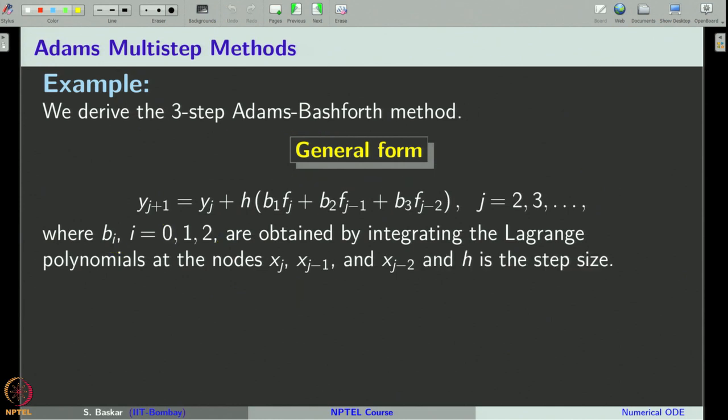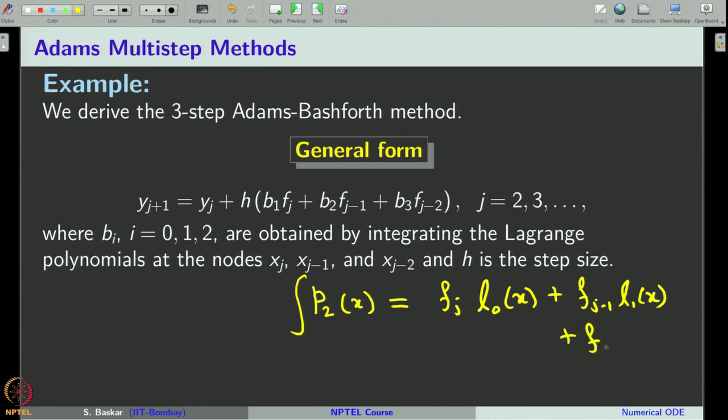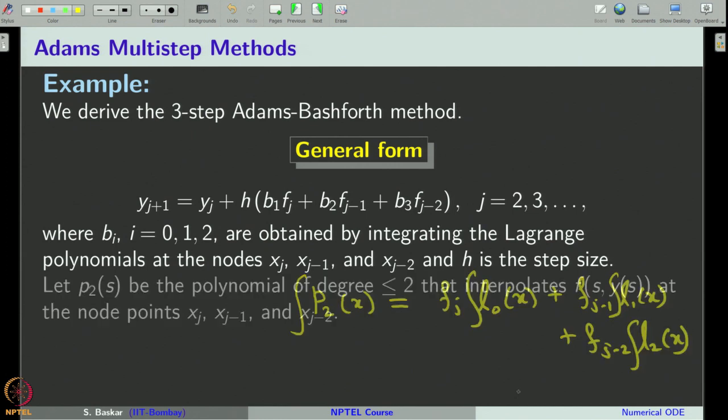What you do is you get the interpolating polynomial p2 of x with grid points or node points xj, xj-1 and xj-2, and from there you take the integration of this polynomial to get the values of bi's. Remember, these are given precisely as fj l0 of x plus fj-1 l1 of x plus fj-2 l2 of x. Therefore, when you integrate, you just have to integrate the Lagrange polynomials. That is why we can see that these bi's are obtained as the integral of the Lagrange polynomials.